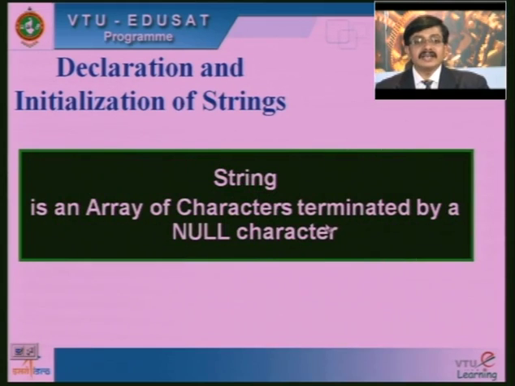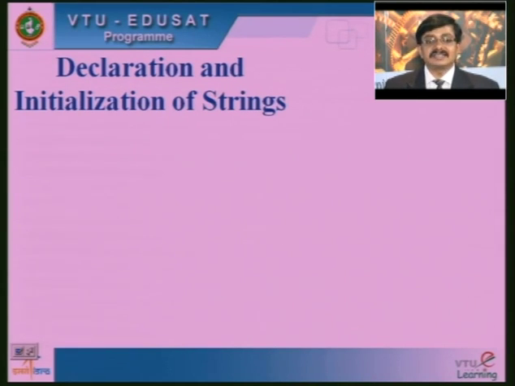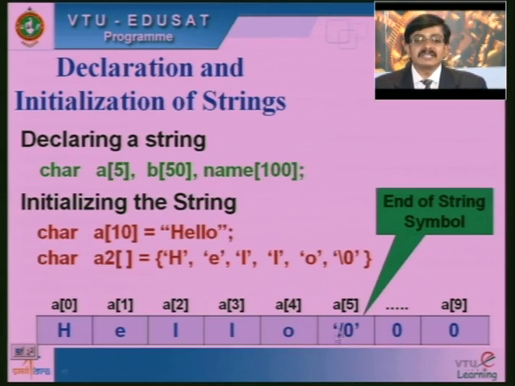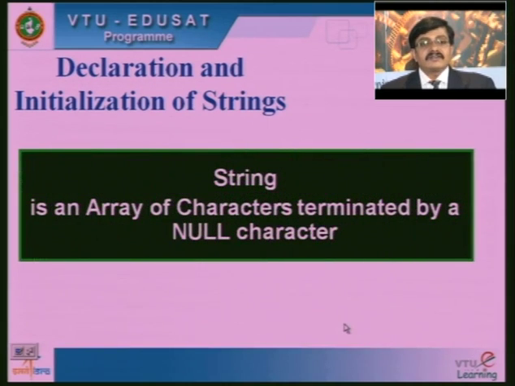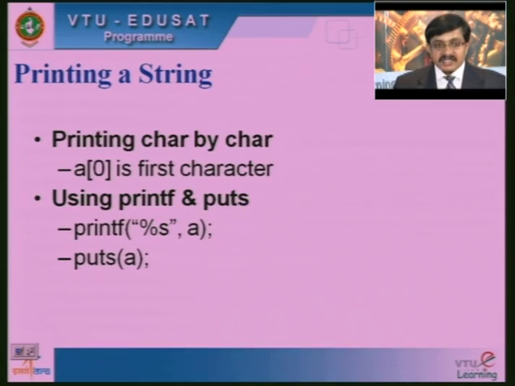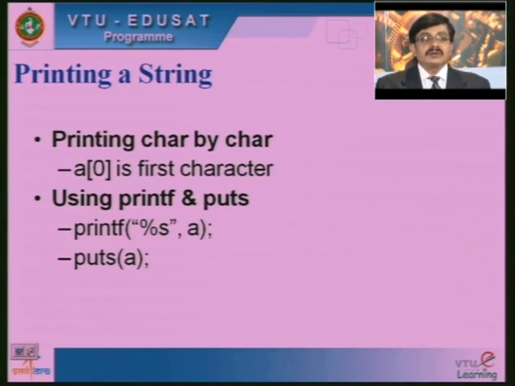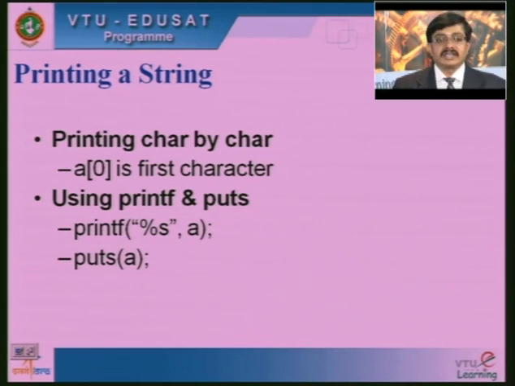If I am not terminating it with a null character, then that will not be a string, that will be just an array of characters. That is the reason why we have to terminate the string with a null character. Null characters play a major role when you are handling strings in programming. So the string is an array of characters terminated by a null character. Once we see the printing of the string, you will get to know how exactly the null character plays a major role. Now, printing a string I can do in two different methods. I can print character by character.